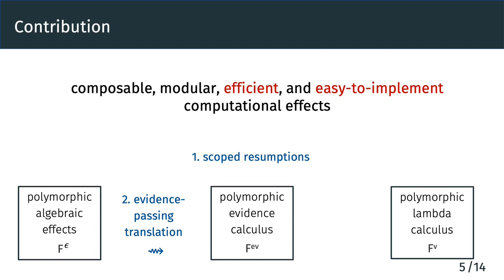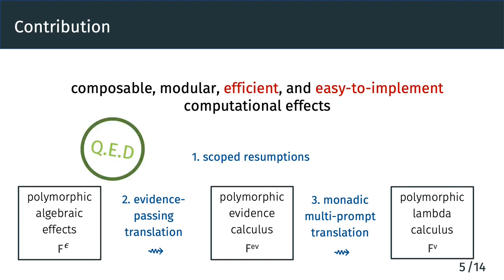Finally, we define a monadic multi-prompt translation from the evidence calculus to the polymorphic lambda calculus. Combining these two translations, we get an implementation of algebraic effects upon plain polymorphic lambda calculus and thus require no special runtime support. We have proved soundness and coherence of the translation. It also turns out that doing evidence translation does not only get rid of the special runtime system, but also allows us to implement algebraic effects more efficiently, especially for tail resumptive operations. In the rest of the talk, we first go through the meaning of scoped resumptions and then discuss these two translations.